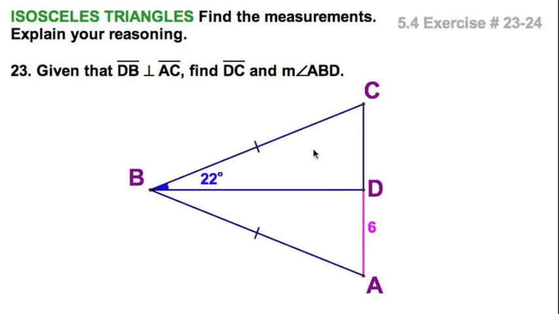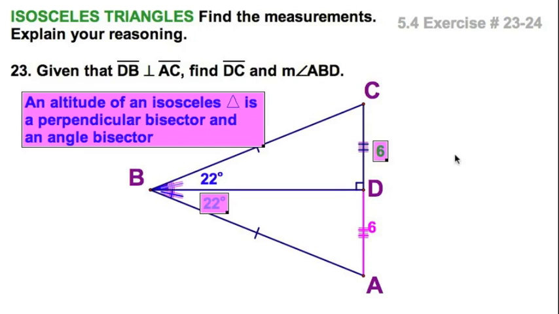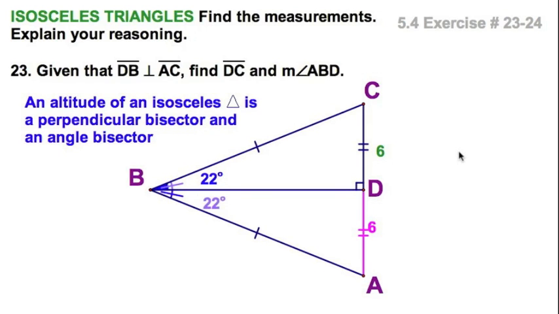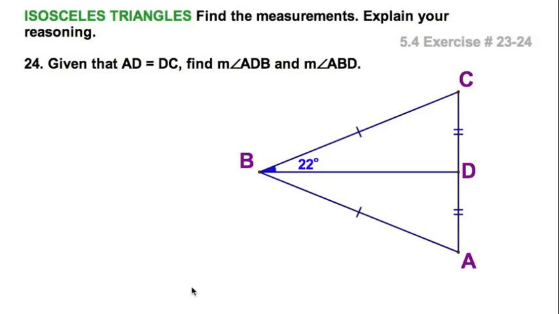Well, we've got an isosceles triangle here, and if we throw in this little right angle, that makes BD an altitude. As we've discussed, the altitude of an isosceles triangle is both a perpendicular bisector and an angle bisector. We've done the proofs already, so there it is. So of course, this side would be 6 to match AD, and I've got a pair of 22-degree angles.